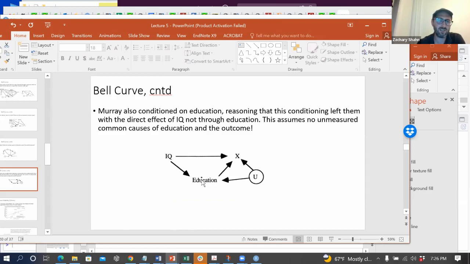outcome, not through education. But again, this reasoning would only hold if there weren't a variable like U, which again opens up this backdoor path where if you condition on education, you have IQ to education to U to X. And of course, there are going to be unobserved common causes of education and pretty much any outcome that weren't in the model. So again, by conditioning, you'd induce an association. So it's basically a hopeless endeavor using regression to establish causal relationships between something like IQ and life outcomes.